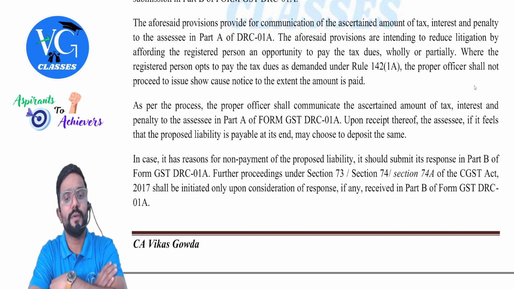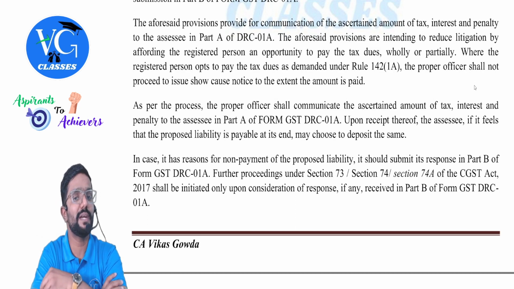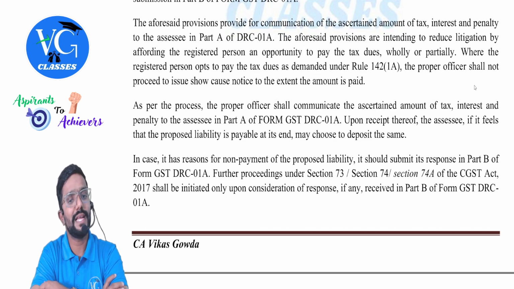As per the process, the proper officer shall communicate the ascertained amount of tax, interest, and penalty to the assessee in part A. Whatever is the amount he is supposed to pay. Upon receipt thereof, the assessee, if it feels that the proposed liability is payable at the end, may choose to deposit the same. In this case, it has reasons for non-payment of proposed liability. It should submit its response in part B of form GST DRC 01A.